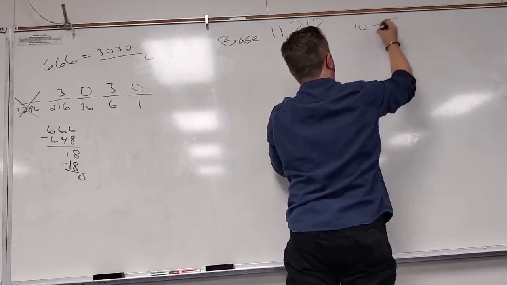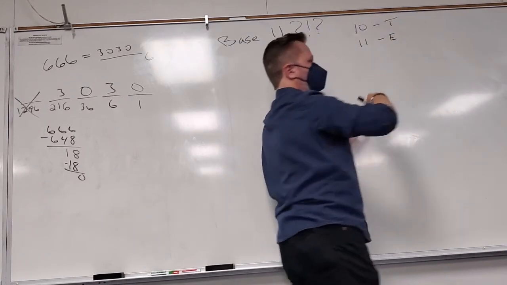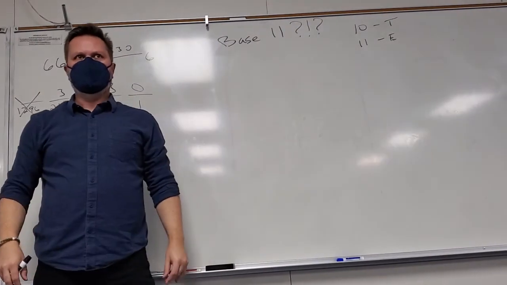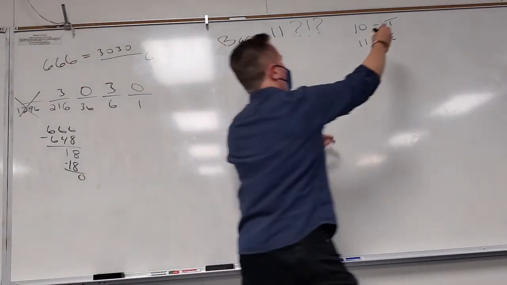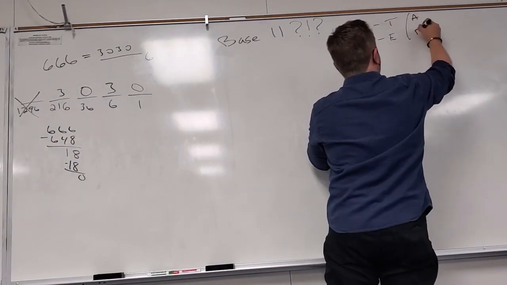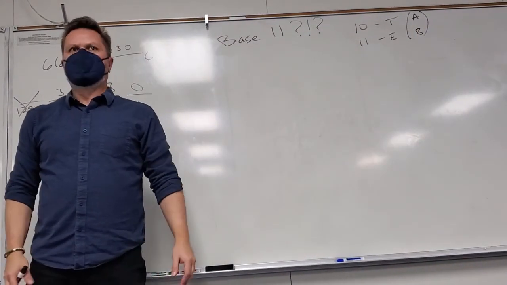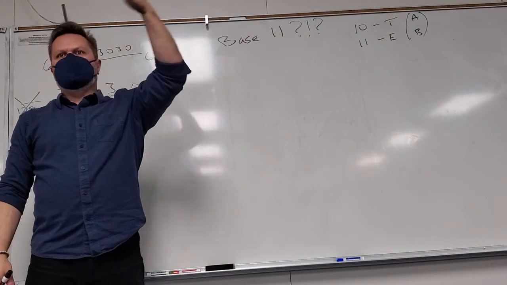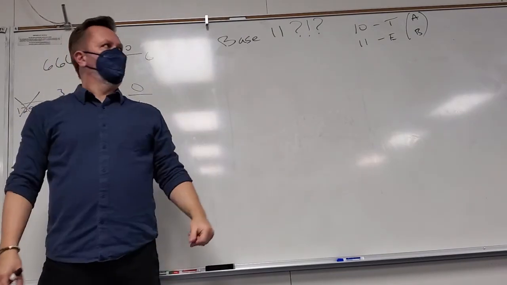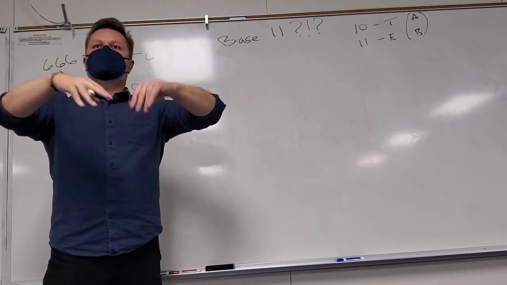10 is T, 11 is E. There you go. Change that around. Jumping the gun. So I might use A for 10 and B for 11, and forgive me, I'm just used to that. This book wants to use T and E. Kind of makes sense. So, what does this mean?